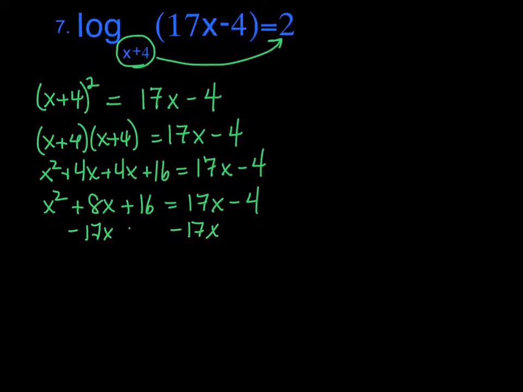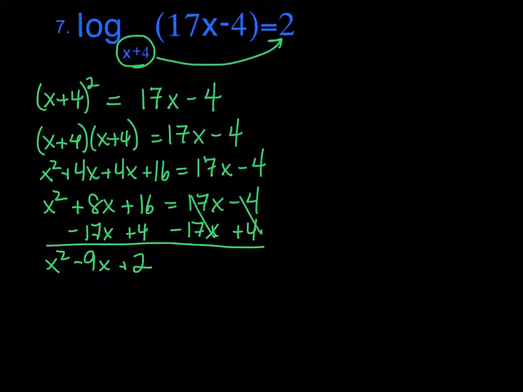And because I'm lazy and I don't want to do this in a separate step, I'm going to add 4 at the same time as well. So what that will do is that will make that right side just be equal to 0. So I'm going to get x squared minus 9x plus 20, that look like a plus, equals 0.